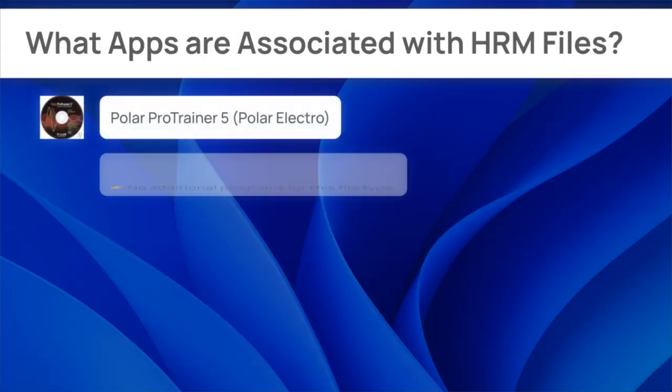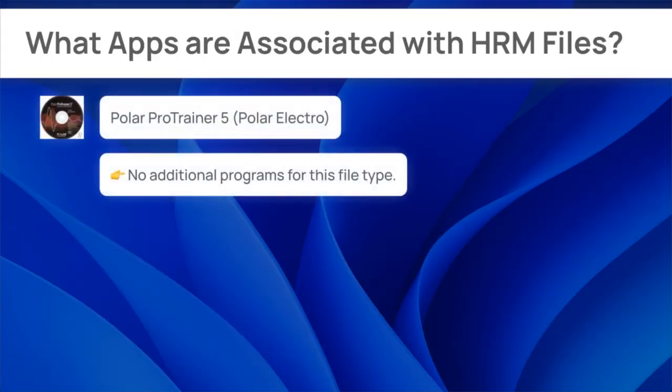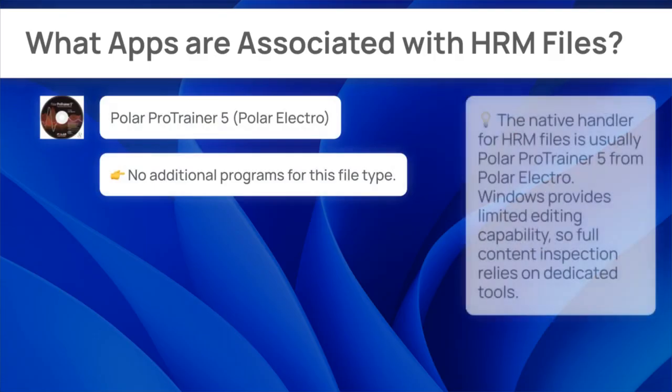The ideal software for creation and opening of HRM is Polar ProTrainer 5 from Polar Electro. Windows provides limited editing capability, so full content inspection relies on dedicated tools. Windows may preview high-level details, but full interpretation requires appropriate data processing tools.